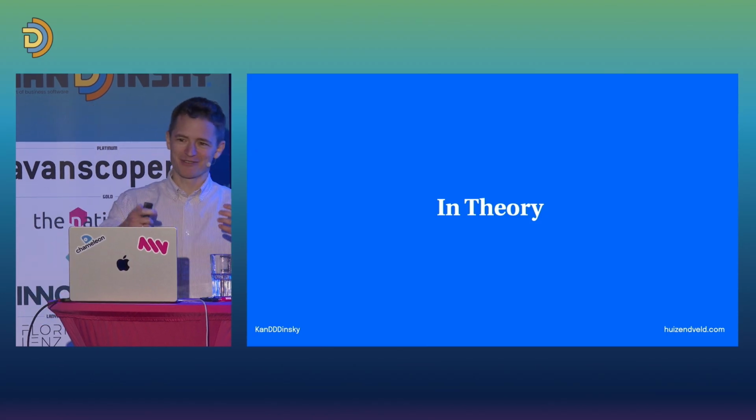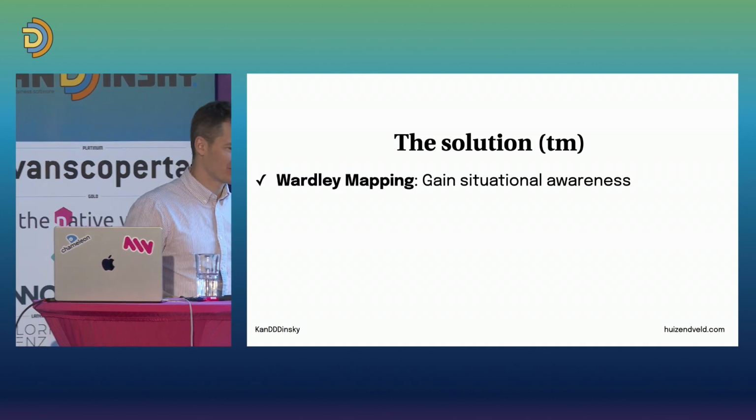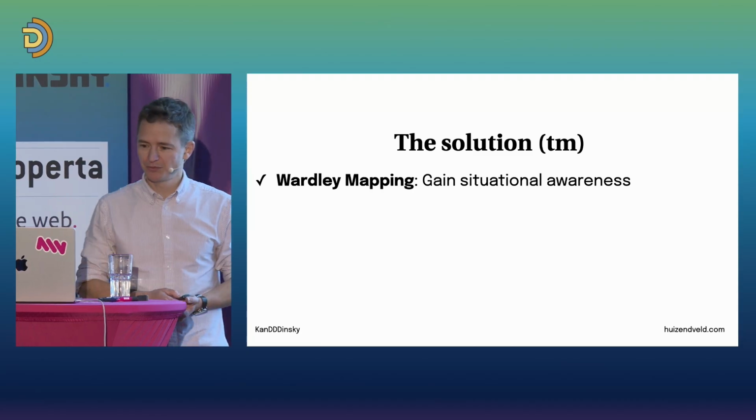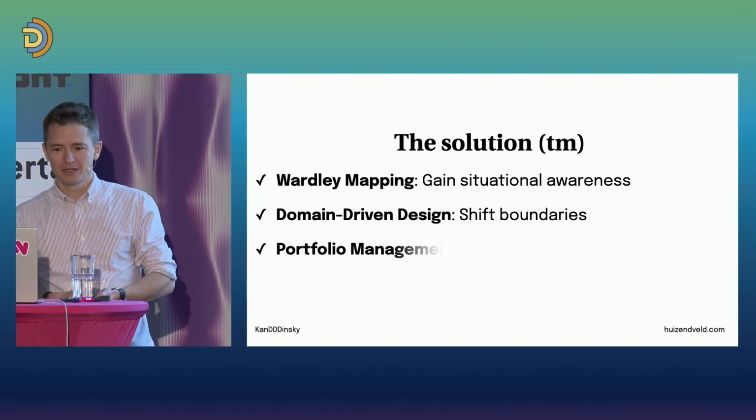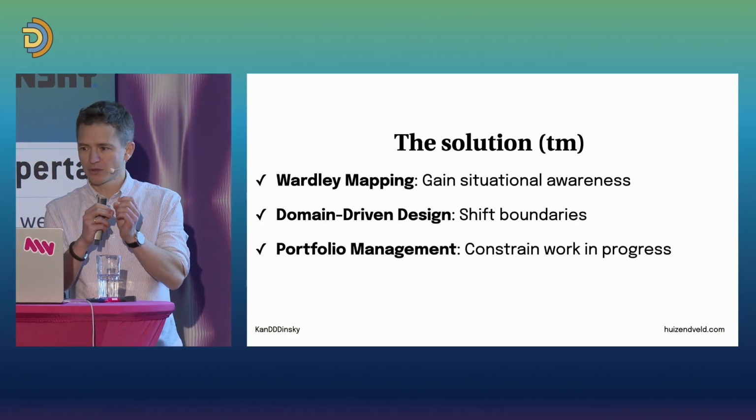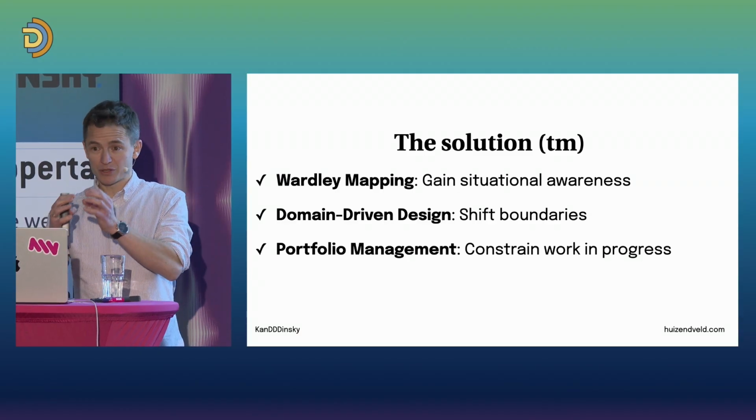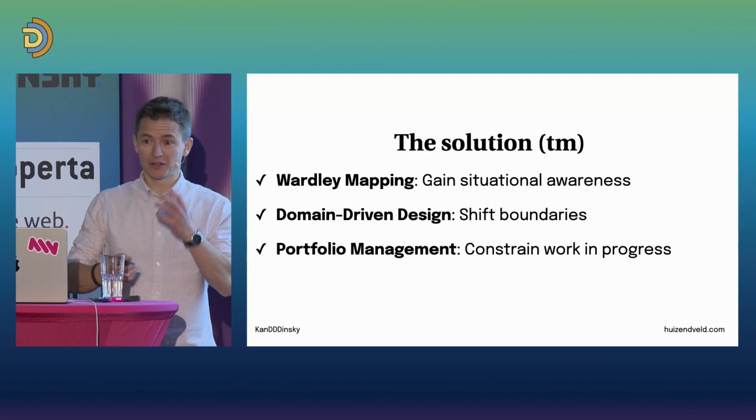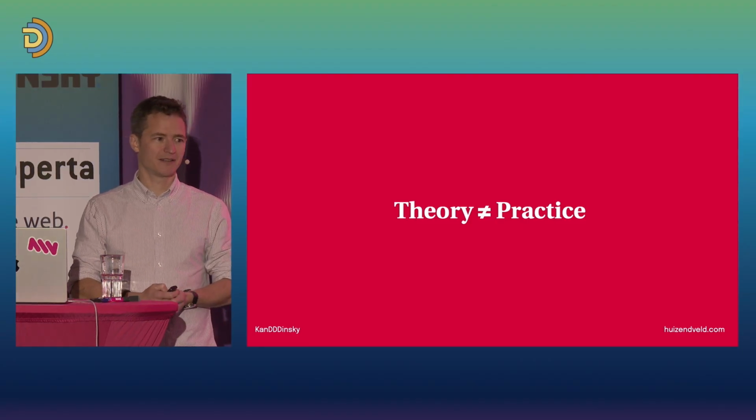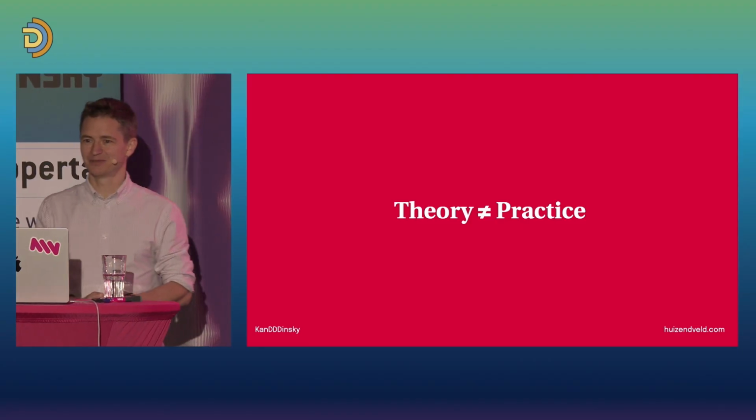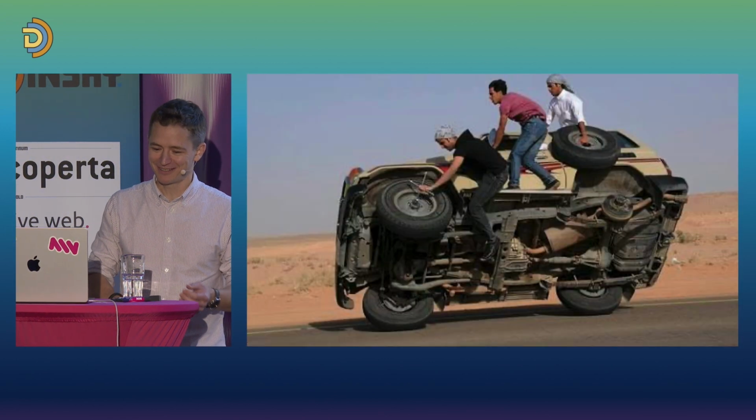So, in theory, what was the solution? Well, Wardley mapping to gain situational awareness, as I've shown you. And then domain-driven design to shift those boundaries over time. And then portfolio management as a way to constrain that work in process and to make sure that we are focusing on alleviating the constraint rather than prioritizing. But, like I said, theory isn't practice. In practice, what's going to happen is something like this.